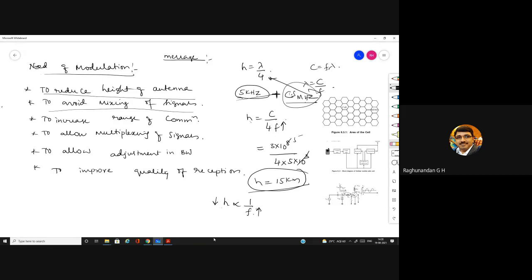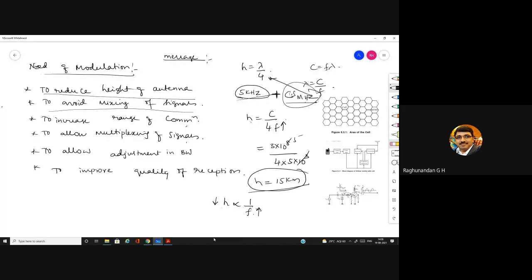To increase the range of communication, as I told, when the distance is far, the signal starts deteriorating. So if you are adding a carrier signal of higher strength, automatically it can transmit for a larger distance with the same energy. To allow multiplexing of signals, see, we have limited channels.